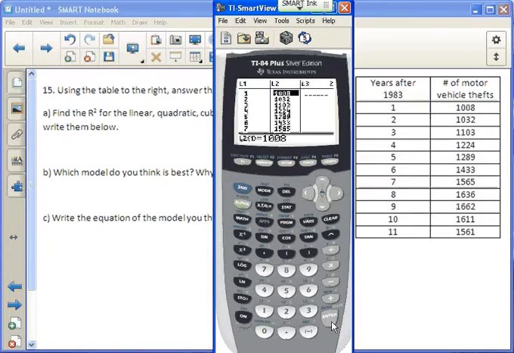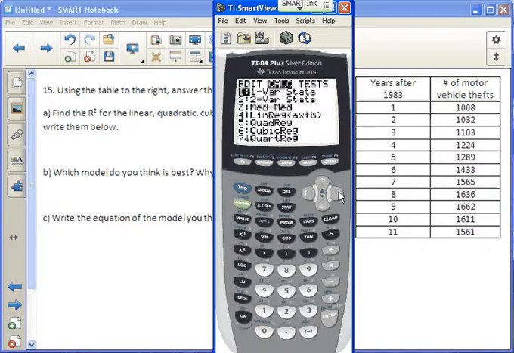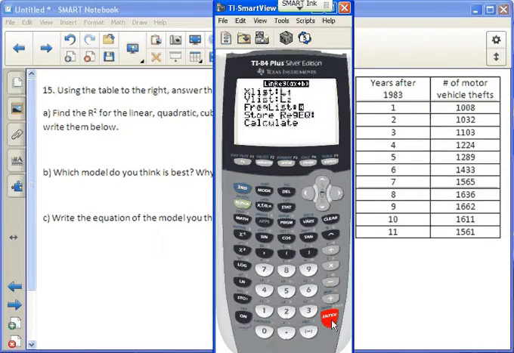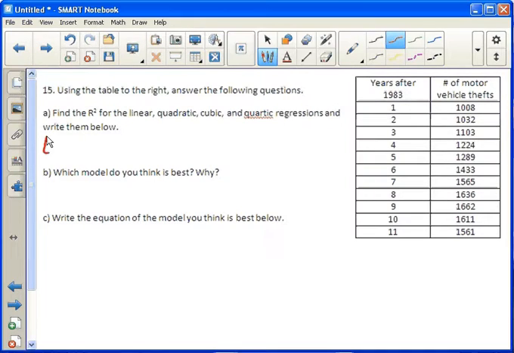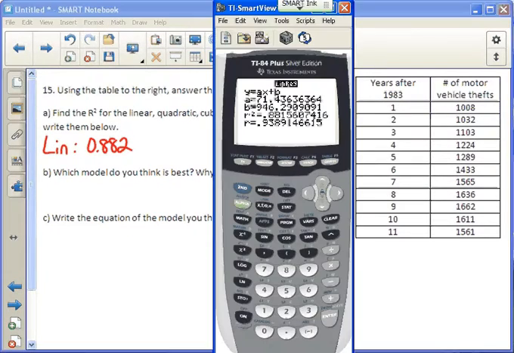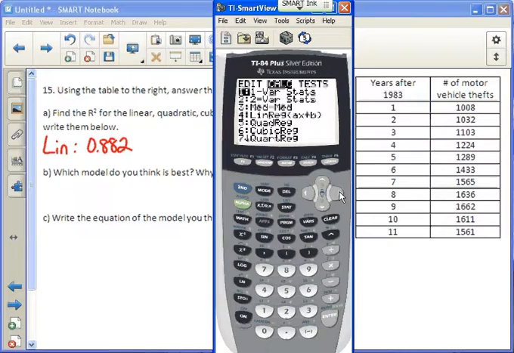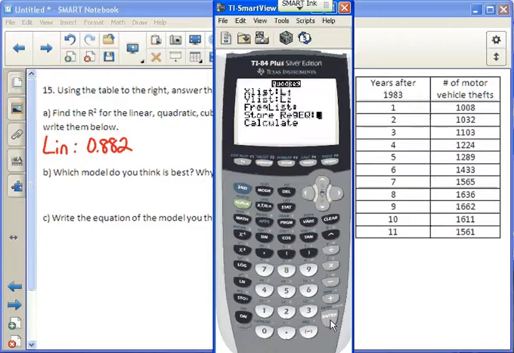And then we go to Stat, Calc, and first we'll do linear regression. Okay, and I get an r squared value of 0.88. We'll just say 0.882. So for linear, my r squared was 0.882. Not terrible, but not that good either. So it would seem that that's not a good fit. Let's try quadratic. Stat, Calc, quadratic. We get an r squared of 0.938. Okay, that's getting better. Quadratic is 0.938.